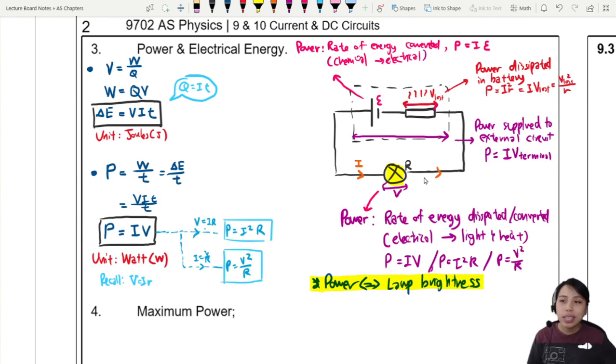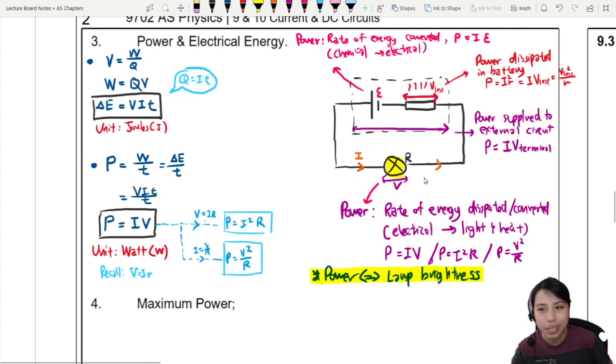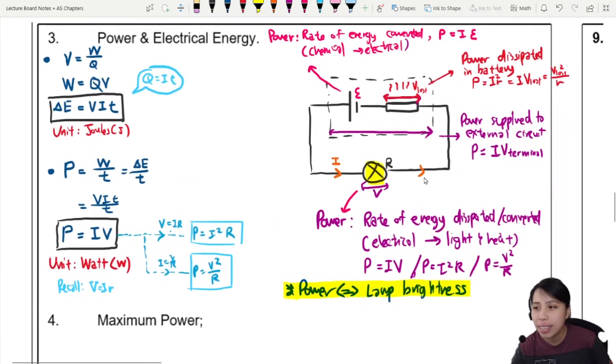So the only thing there for you to do now is go try out some past year questions about power and energy and analyze circuits very carefully.